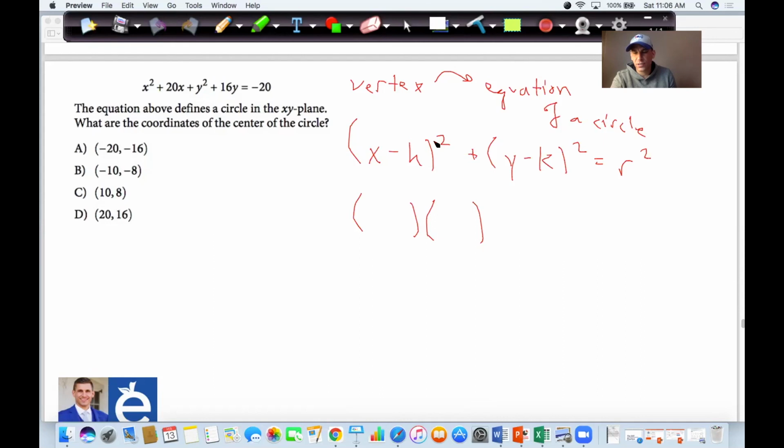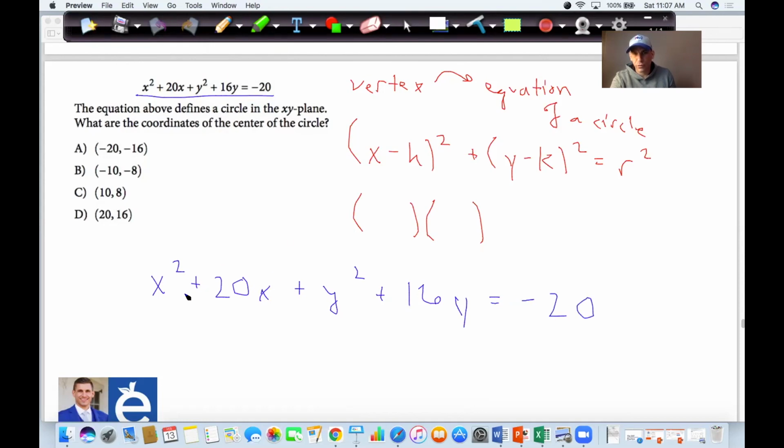Because of the fact that you need to do that, whenever you have something in what is like a common form, or sometimes a standard form, that's what you see here, where you have x squared plus 20x and then plus y squared plus 16y, right? In this case equals negative 20.